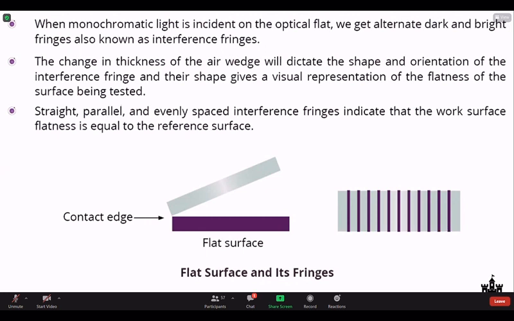So for a monochromatic source of light, you will get a single color, and you will observe the dark band of it. If you have white light passing through it, you will observe all the 7 colors. So whenever such kind of tests are done, it is done with a monochromatic source of light.